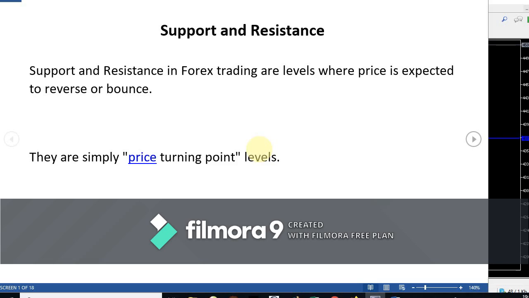Today we'll be talking about support and resistance.